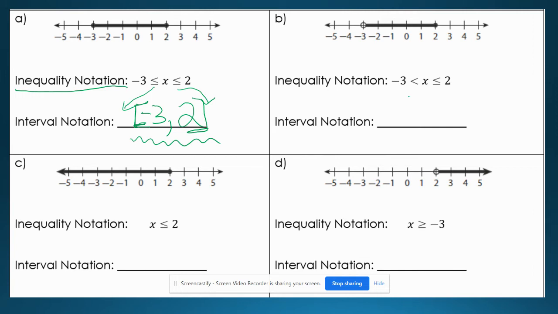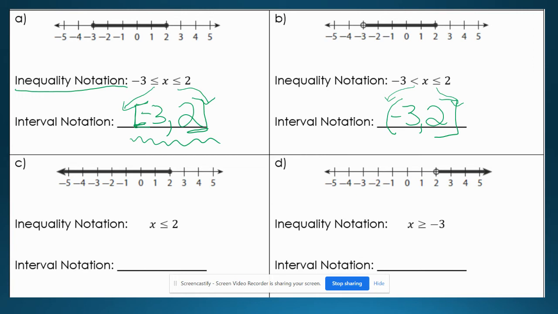Letter B. We're starting at -3 and stopping at 2. We have a comma in between there. The -3 is an open circle. It's not equal to, and so that is a parenthesis. And the 2 is a closed circle. It is equal to, making that a bracket. So parenthesis -3, 2 bracket.